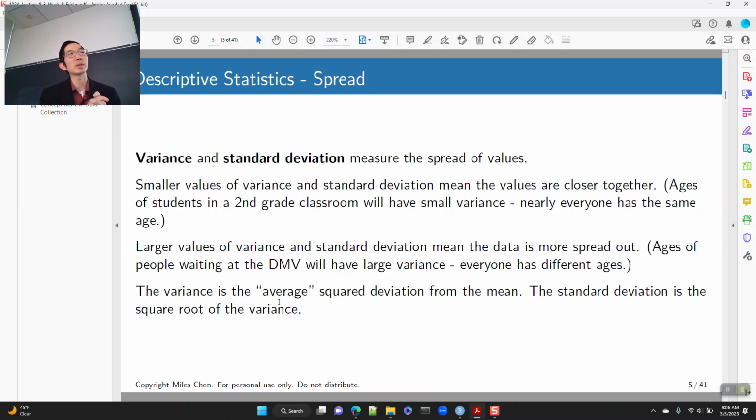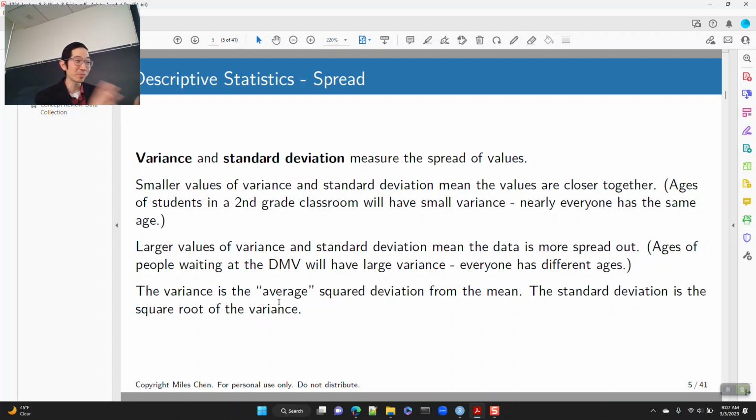Which means they exhibit little spread or low variance, or are your numbers widely different? The examples I like to use are, imagine a classroom of students, and what are the ages of the students in that classroom? If you were to go to, say, an elementary school and visit a second grade classroom, and you ask, how old are you? All right. You're expecting a very narrow range of ages in second grade.